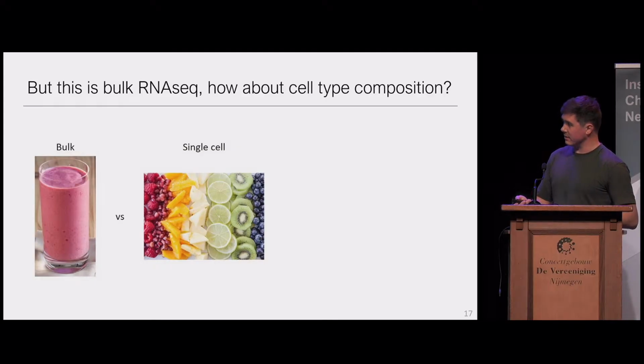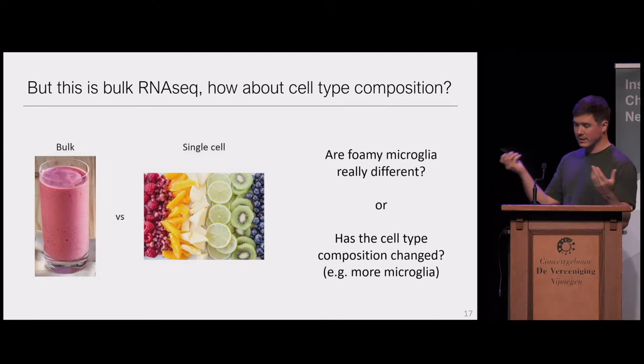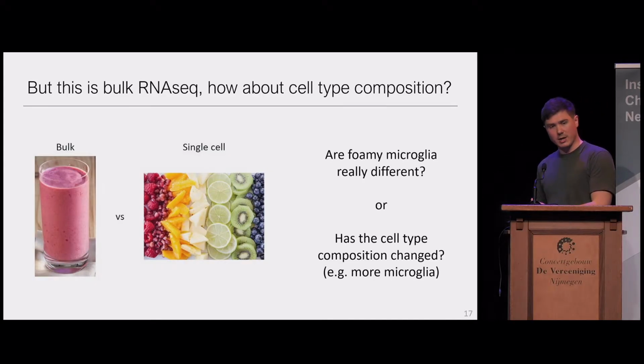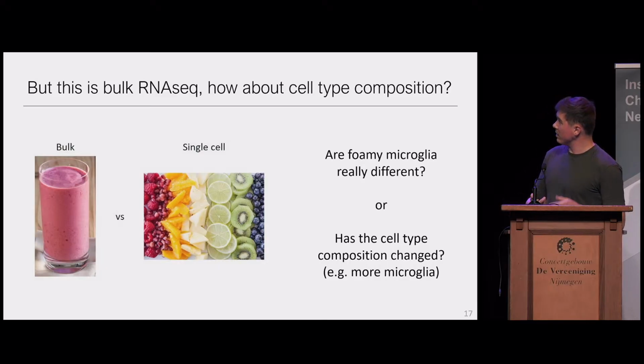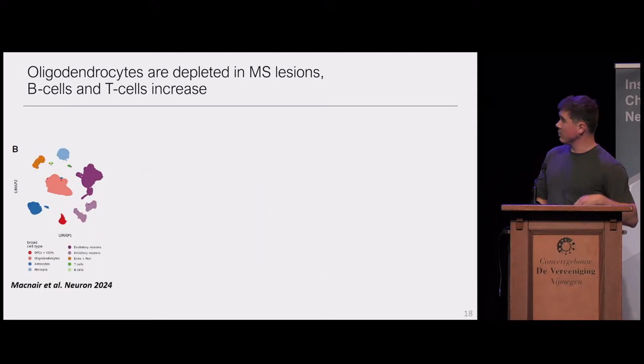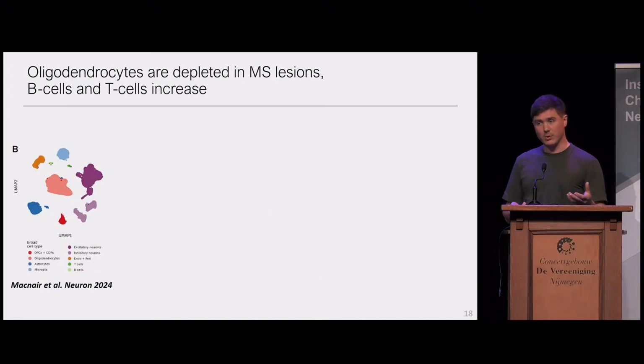You could compare this to a smoothie versus a fruit salad, where we now only see the complete mixture, and then the question arises: are the foamy microglia really different, or are we just looking at lesions with more microglia in general? The advantage of bulk RNA sequencing is the cost effectiveness, so we could do a lot more samples, and based on previous single-nucleus RNA sequencing data sets, we could then try to deconvolute our bulk data.